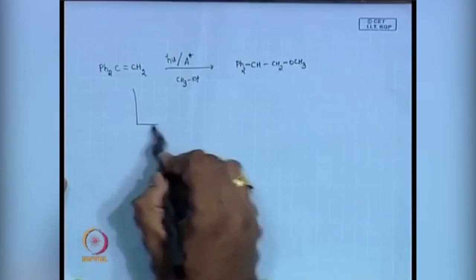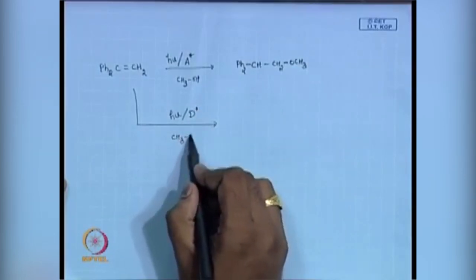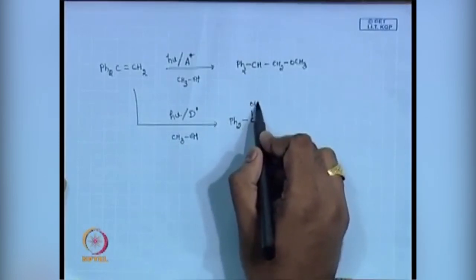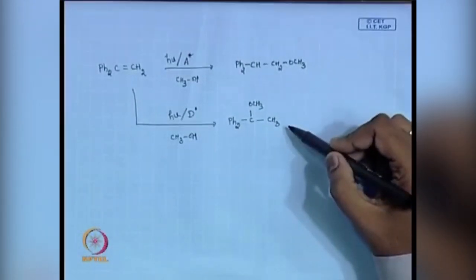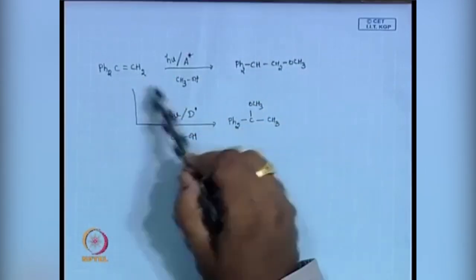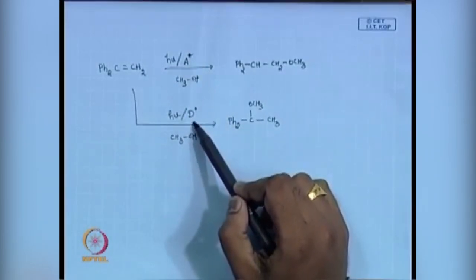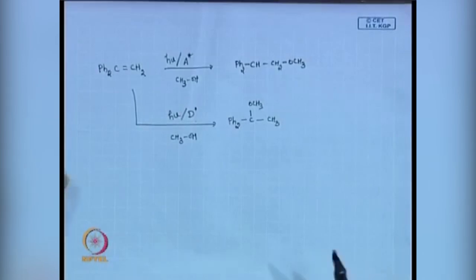But if I do the same photolysis in presence of a donor, excited donor, I end up with the Markovnikov addition. This is a type of anti-Markovnikov and this becomes a type of Markovnikov. See, the same chemistry. I am taking the same substrate, photolyzing in methanol, but in this case I used 9-cyanoanthracene, in this case I have used 9-methoxyanthracene. So, the whole reaction has been completely changed. We will see the mechanism how it works. Okay.